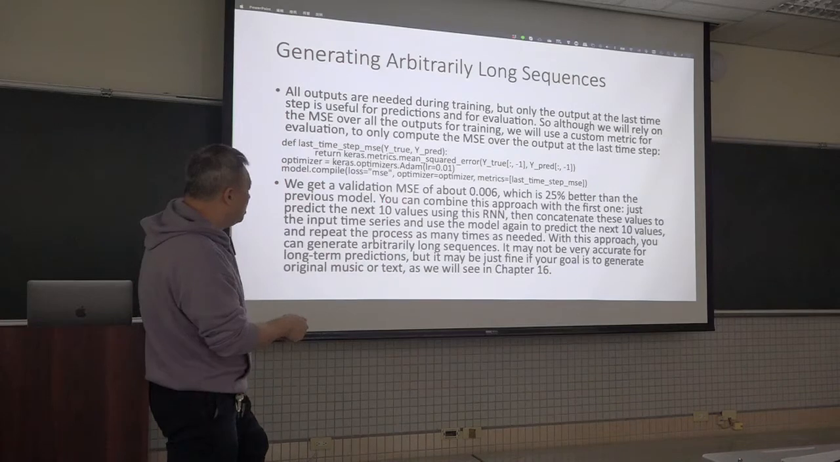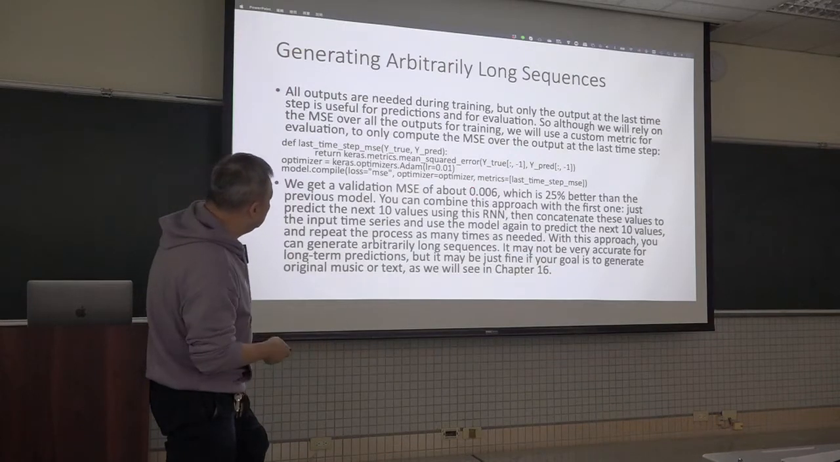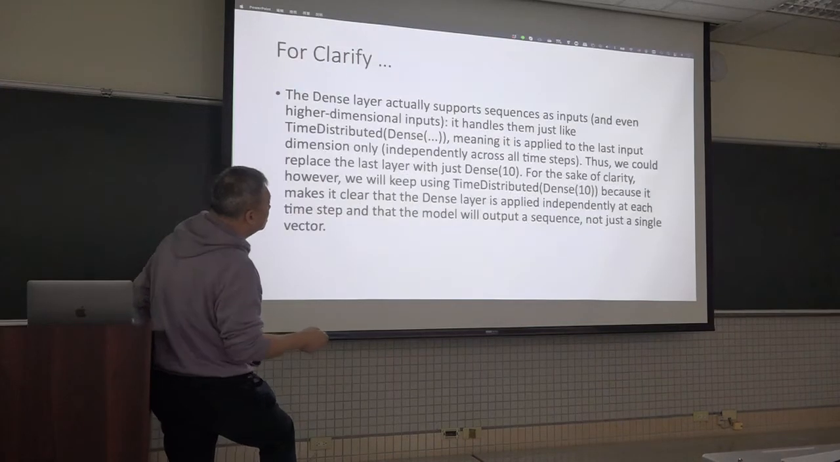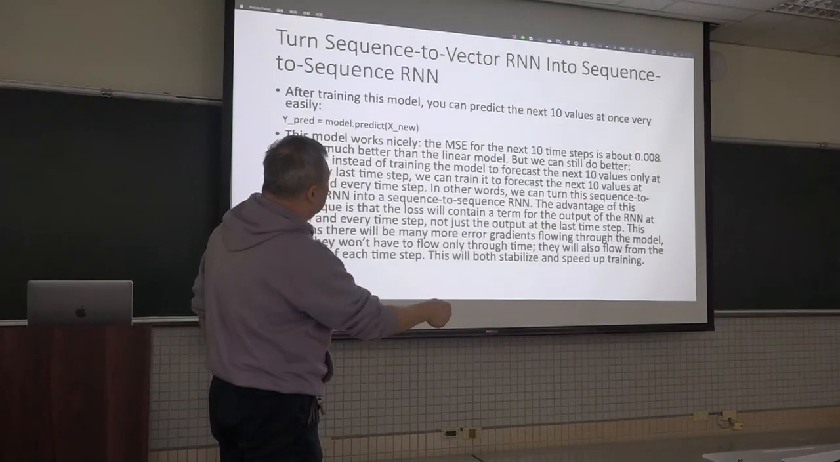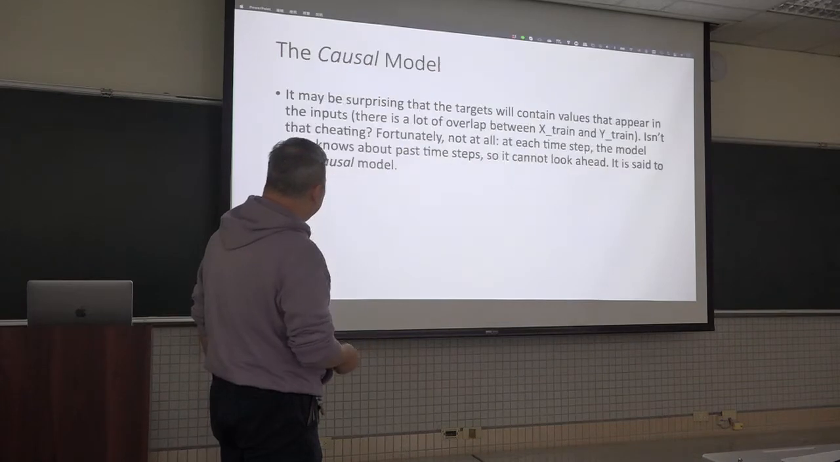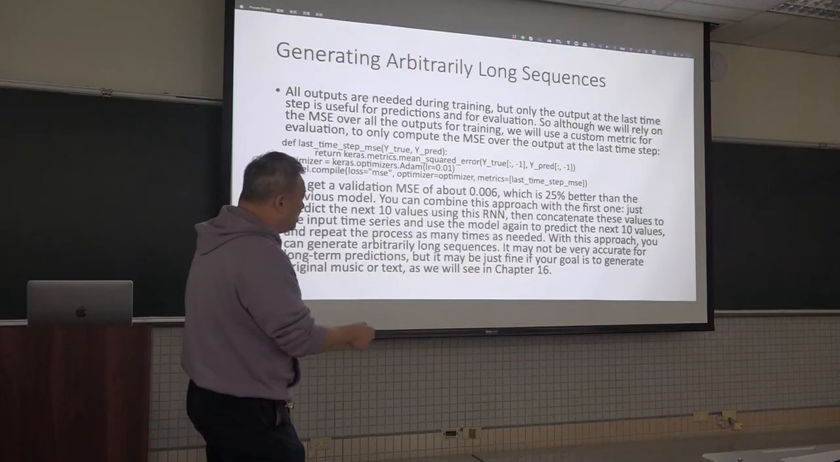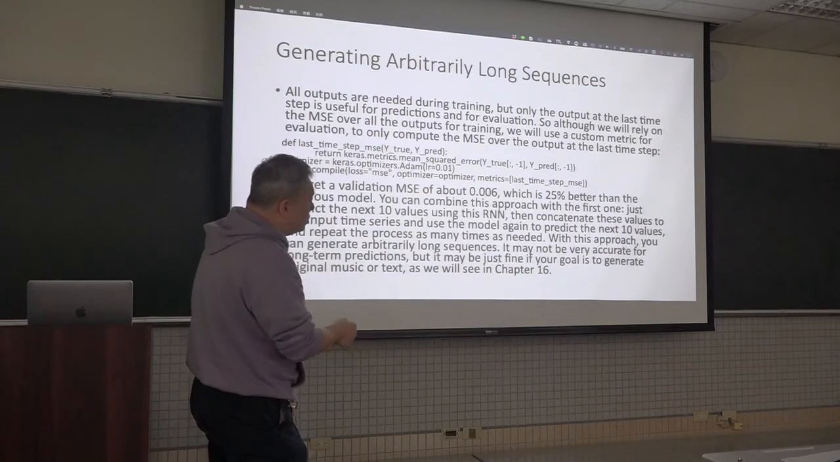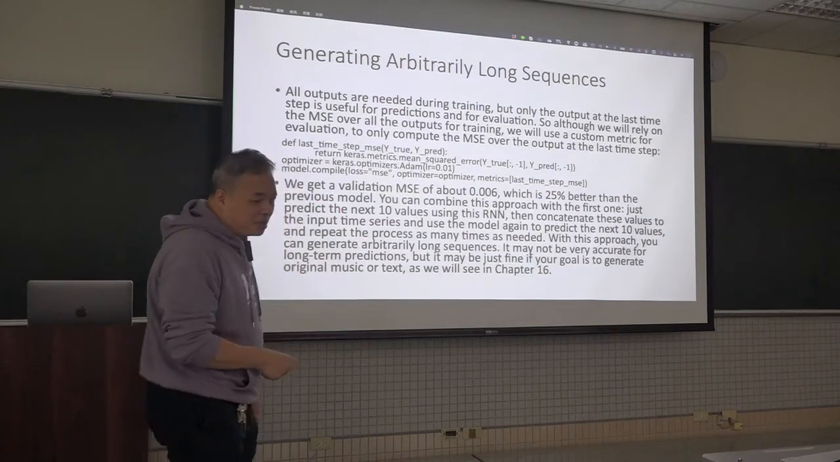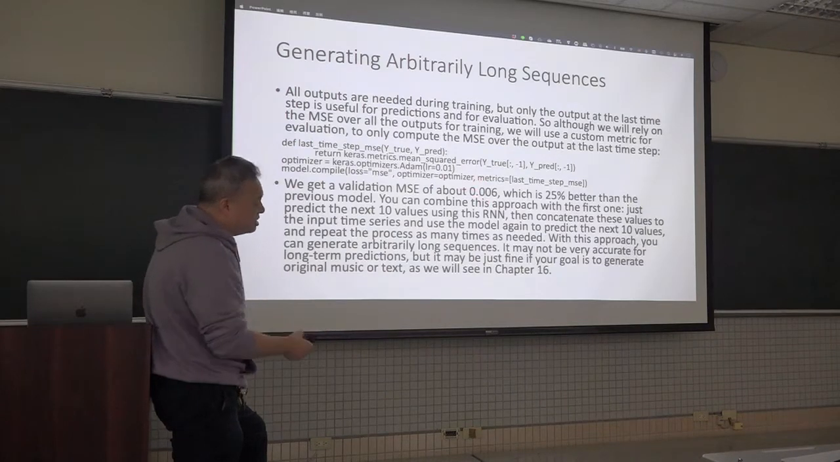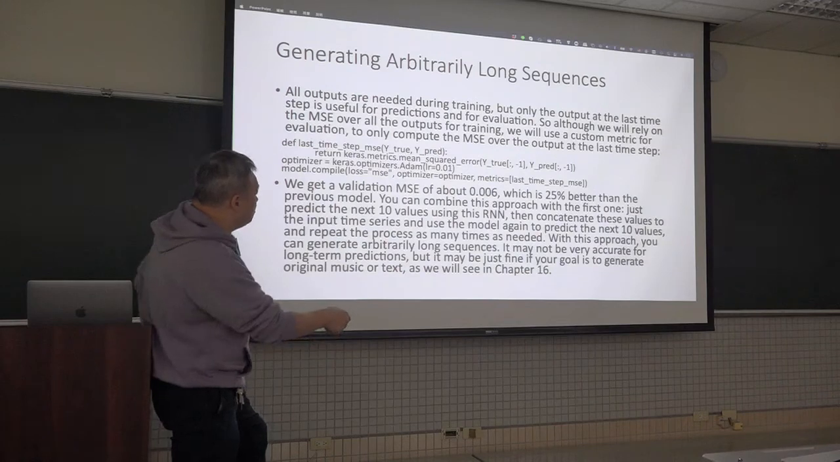So we can get a validation MSE of about 0.006. This is not a small reduction. The previous one, before we converted it to sequence to sequence, had an error of 0.008, here. Now we are getting 0.006. So this is a 25% reduction in terms of the error. You cannot just treat it as a 0.002 reduction. In terms of absolute value, it's not much, but this is actually a lot.